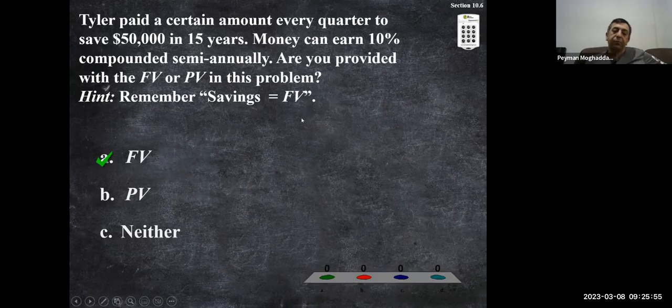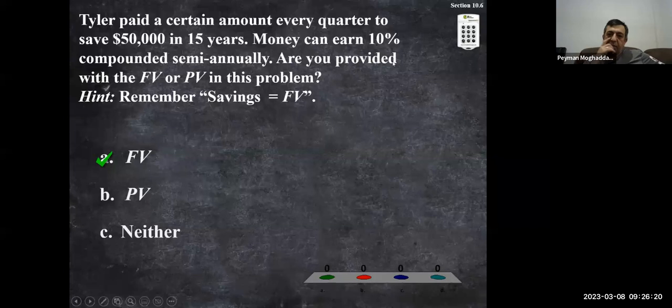Okay. So as a future value problem, let's see which kind of annuity that is. Is that an annuity or not? Yes, this is an annuity. Why? Because he's paying a certain amount every quarter, right? So every 3 months, he's paying some money. So that's going to be an annuity, because he's paying over 15 years, a certain period of time. Okay. So this is an annuity.